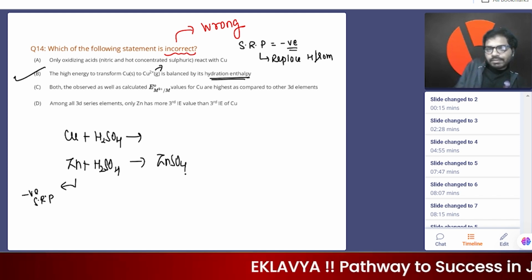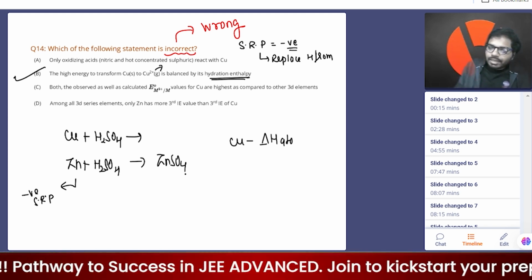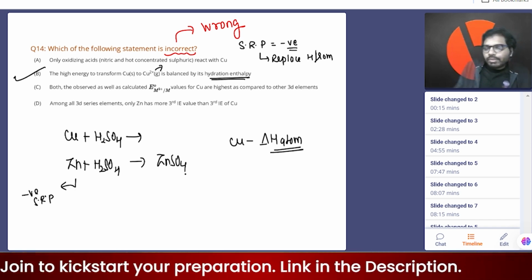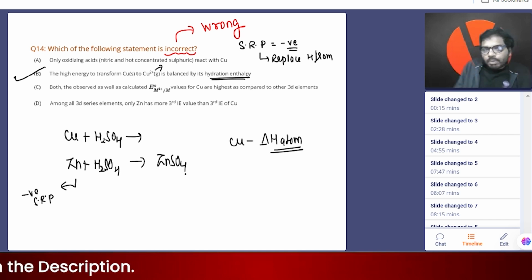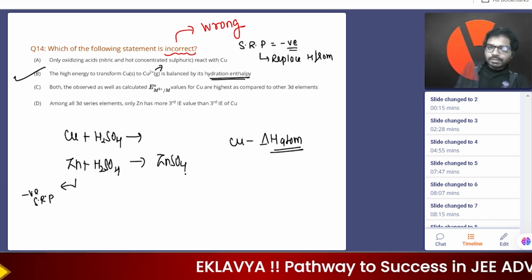First of all, here it is given is the gas, so it will not balance. And second thing, copper has a high enthalpy of atomization and a low enthalpy of hydration, so that's the reason it will not balance here. Both the observed as well as the calculated reduction potential of Cu are highest compared to other elements. So this is also correct.